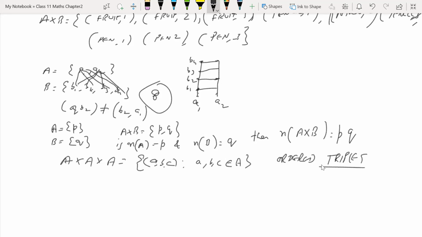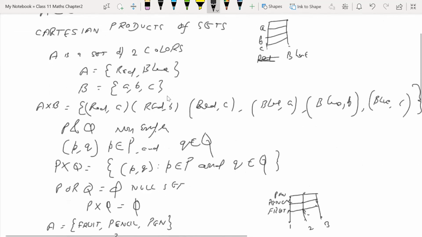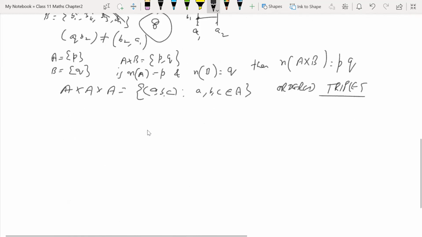This covers the first part of relations and functions in your NCERT books. Now let's take examples 1, 2, 3, and before going to the exercise in this class, let's study some examples briefly one by one.